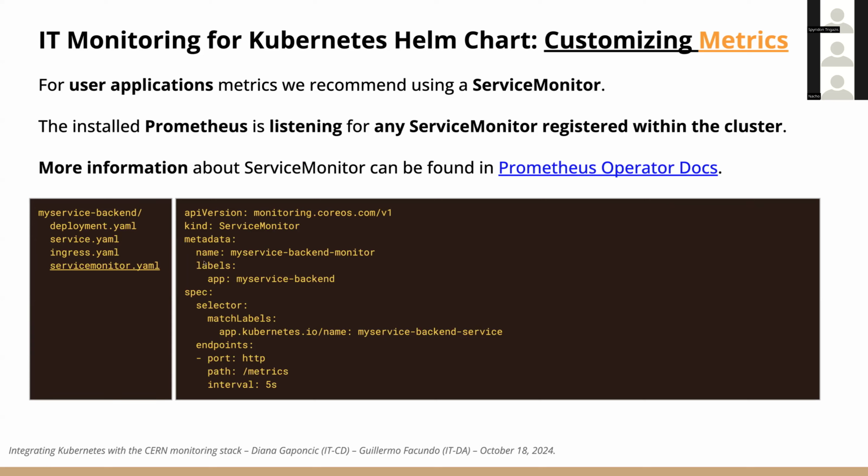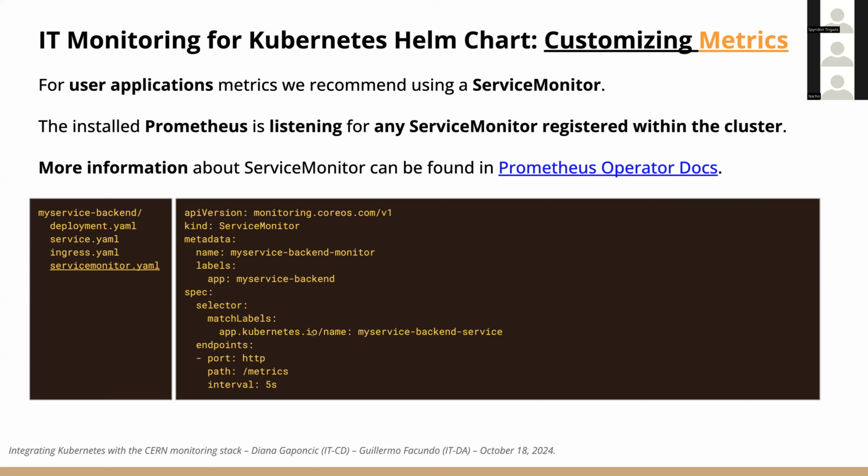Basically, you select, in this case, the service that has the name my service backend service, and it has no namespace, so it will match any service with this name in any namespace. And once it finds any service matching this name in any namespace, every 5 seconds it will go to /metrics and get the metrics that are there. It's like declaring a scrape policy, but in this case, you have this small service discovery at service level. And this is how we can customize metrics for user workloads.